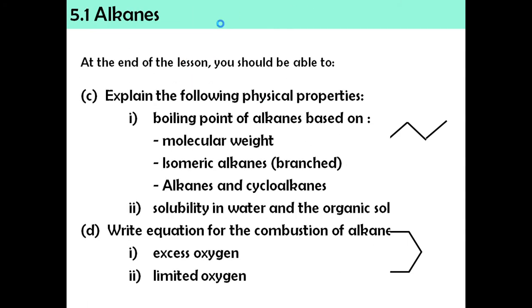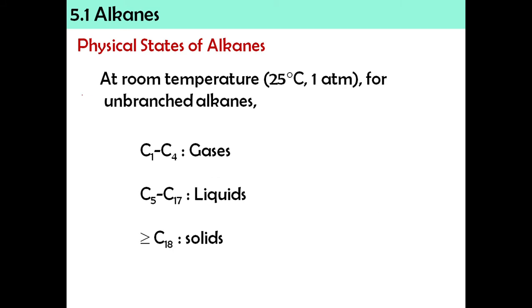So, we go straight to the next learning outcome, physical properties. Okay, so physical states of alkanes at room temperature 25 degrees Celsius and 1 atm for unbranched alkanes. Okay, C1 to C4. If there is 1 carbon to 4 carbon, it will exist as gas. 5 carbon to 17 carbon, liquids, and carbon 18 and above in solid form.